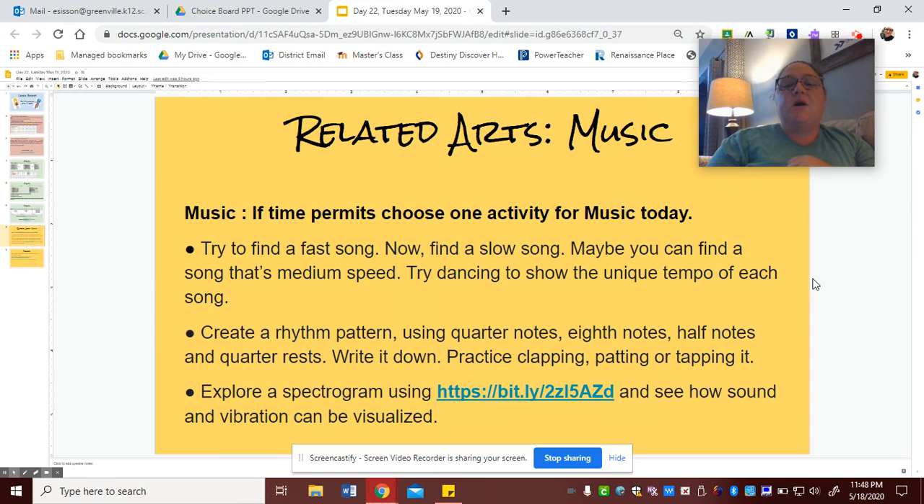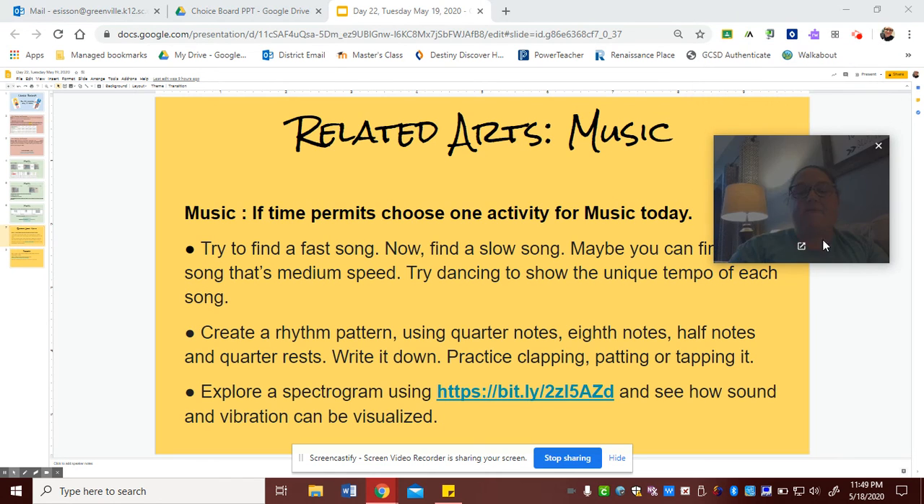All right, for related arts today is music. So you're going to either try to find a fast song, then find a slow song, and maybe you can find a song that's in the medium and try dancing to those different tempos. Okay, you're going to create a rhythm pattern using quarter notes, eighth notes, half notes, and quarter rests. Write it down. Practice clapping or patting or tapping, or maybe you have an instrument at home and you can practice it on that. Or you're going to explore this little link here, and it talks about how sound and vibration can be visualized. So it'd be really cool to check out, I bet.